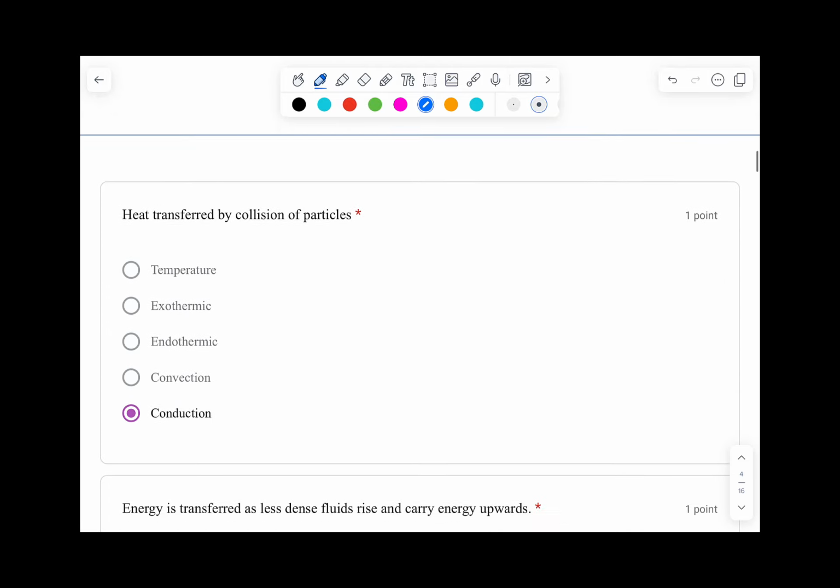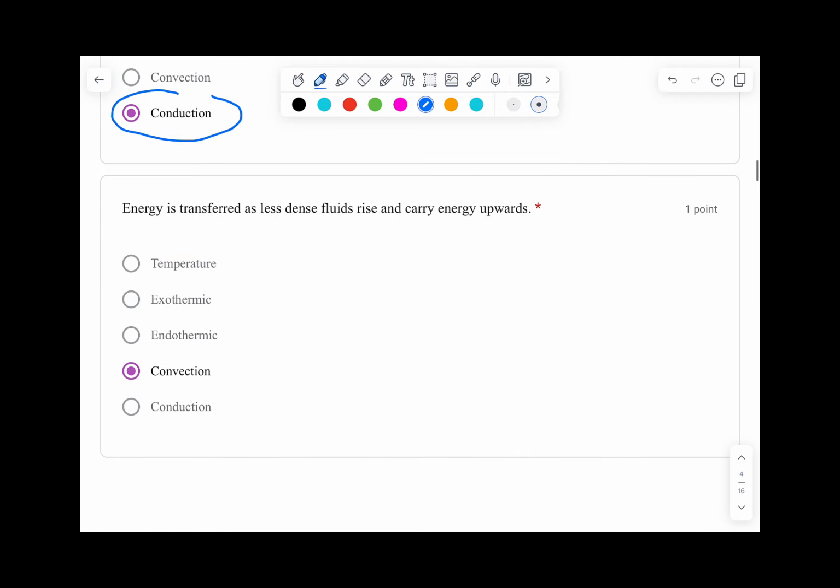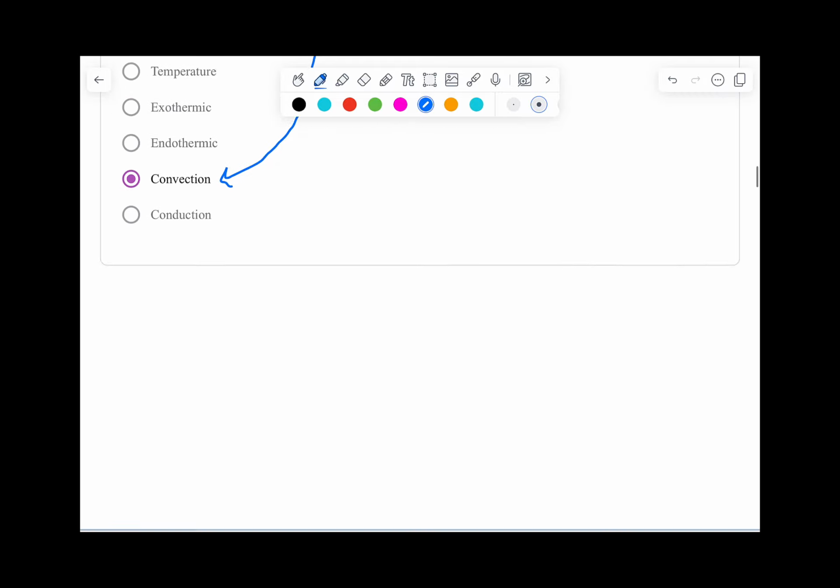All right, next. Heat transferred by the collision of particles. Again, there it is. Collision of particles, and when particles collide, we are dealing with direct contact. And if it's direct contact, it means that we're transferring energy through conduction. Next question. Energy is transferred as less dense fluids, look, there's that word fluid again, rises and carries energy upwards. And again, you guys, if we're dealing with fluids, we are talking about convection.